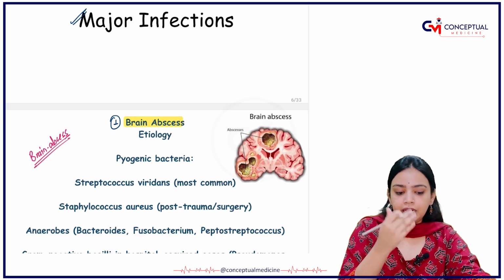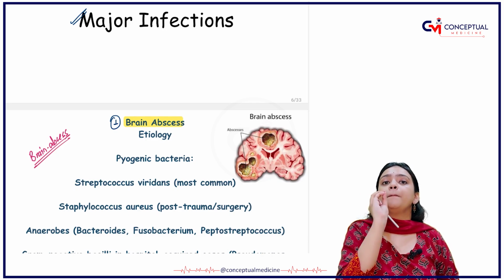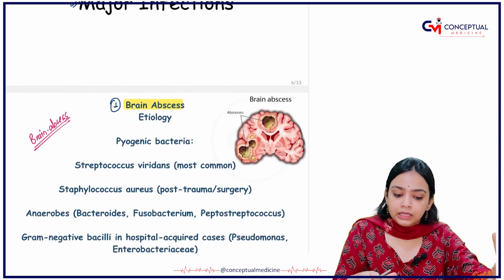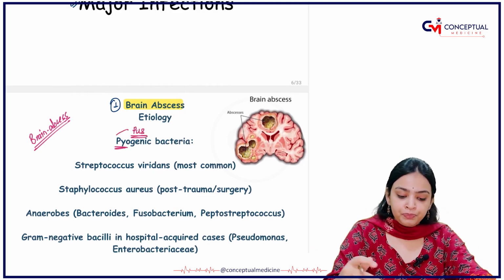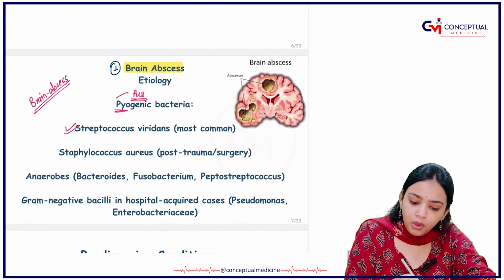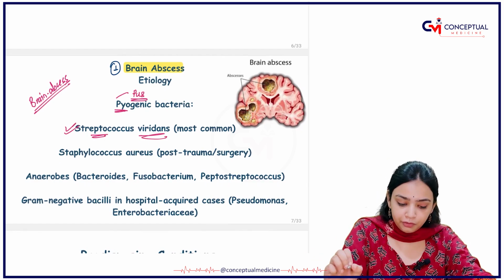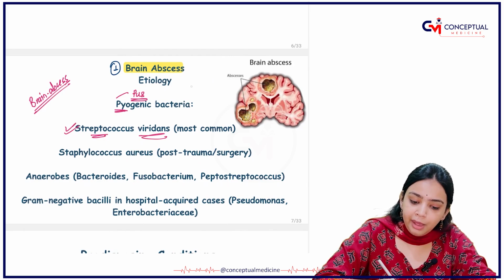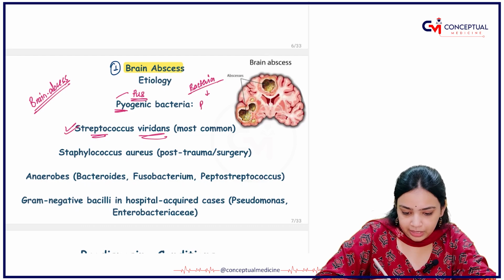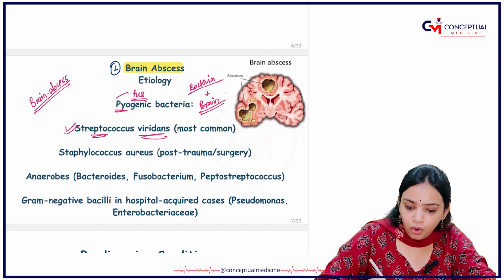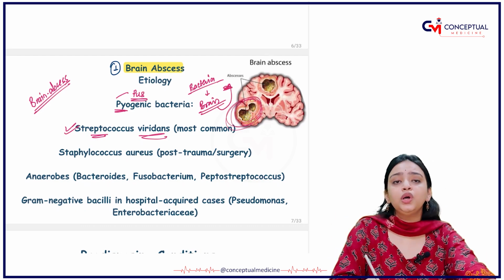Now what happens in brain abscess? See, abscess resembles the term pus. So remember, P for pus, P for pyogenic bacteria. The common organism is Streptococcus viridans. It is the most common organism involved. This bacteria mainly enters the brain and causes this yellow, dirty-looking abscess.